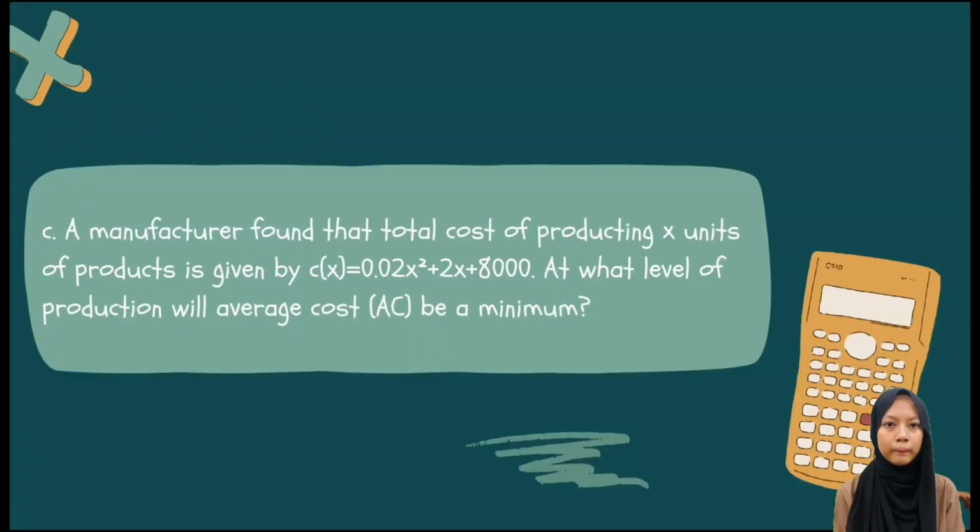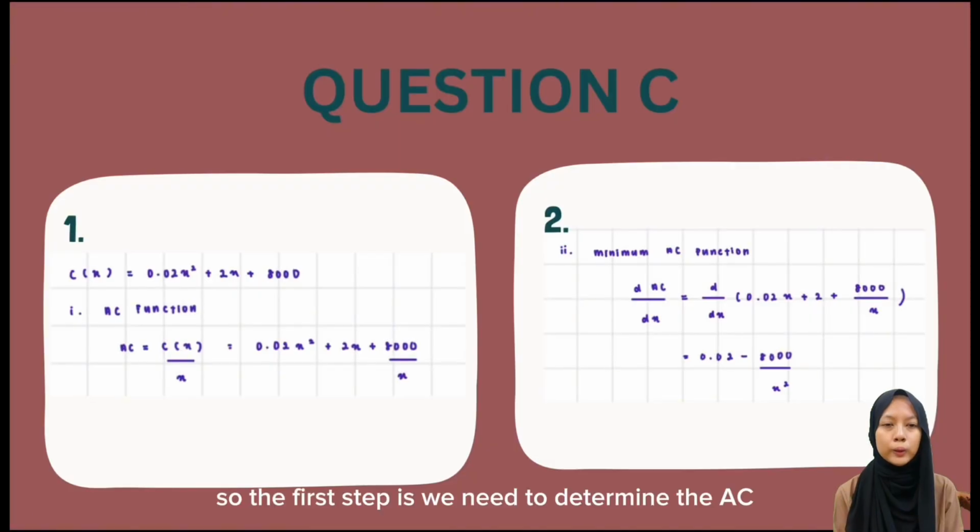A manufacturer found that the total cost of producing x units of a product is given by C(x) equal to 0.02x² plus 2x plus 8000. So at what level of production will average cost be a minimum? So the first step is we need to determine the AC function, where C(x) divided by x. So we got the average cost is equal to 0.02x² plus 2x plus 8000 per x.